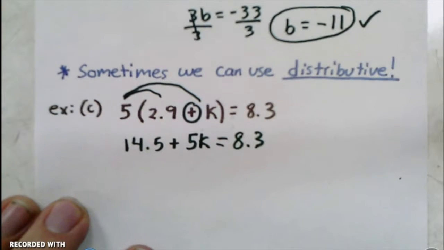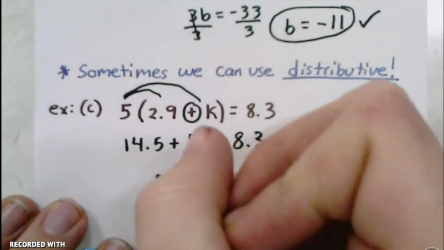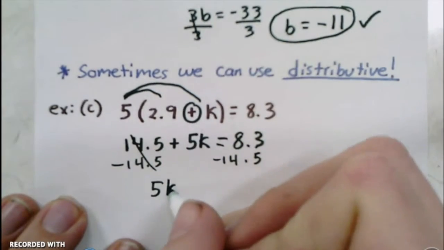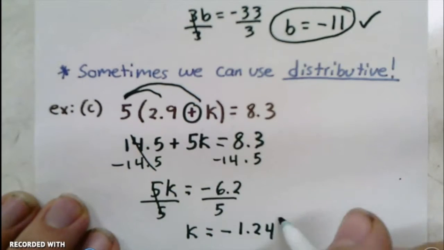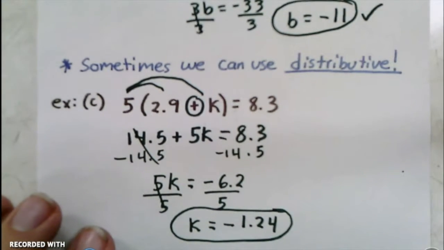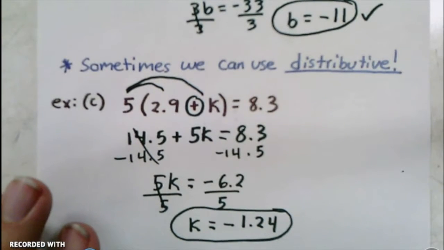Now I would like you to pause the video and solve this equation as you already know how to do, and then you can hit play and see if you solved it the same as I did. How did you do? Did you get negative 1.24? If not, look at my steps and see where you made your mistake.